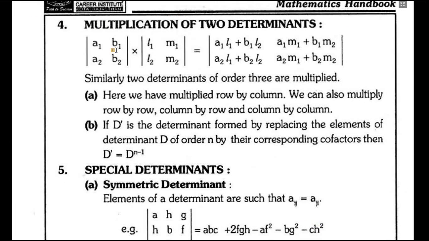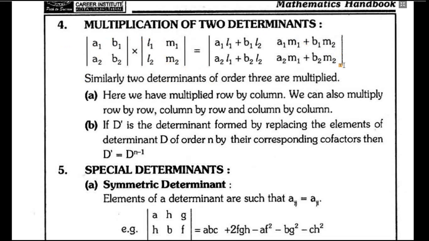Now multiplication of two determinants. The multiplication of two determinants is carried out in the same way as multiplication of two matrices is carried out. This is the determinant a1 b1, a2 b2, multiplied by l1 m1, l2 m2. Common procedure is, if you are taking a row or column, then you have to multiply it by column and row respectively, row by column. Or any other format but opposite, हमेशा उल्टा ही multiply करना.